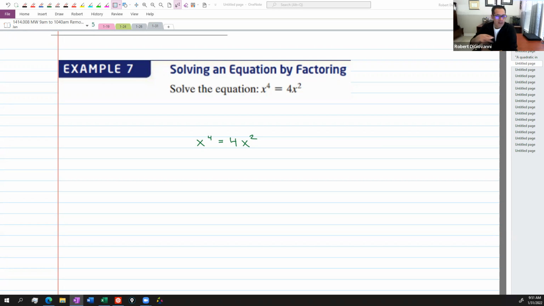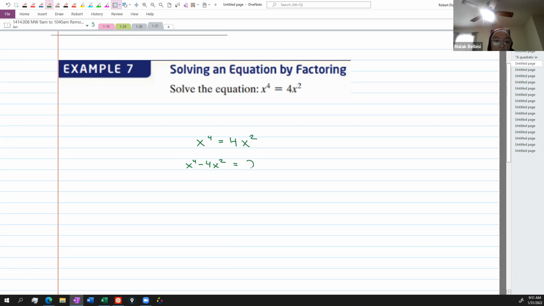Okay, that's enough time at least to let you think about how to go about it. Anyone want to tell me how they proceeded to solve this? Don't you first move the 4x squared to the left-hand side? Okay, so you subtracted 4x squared on both sides and got it to be equal to 0.